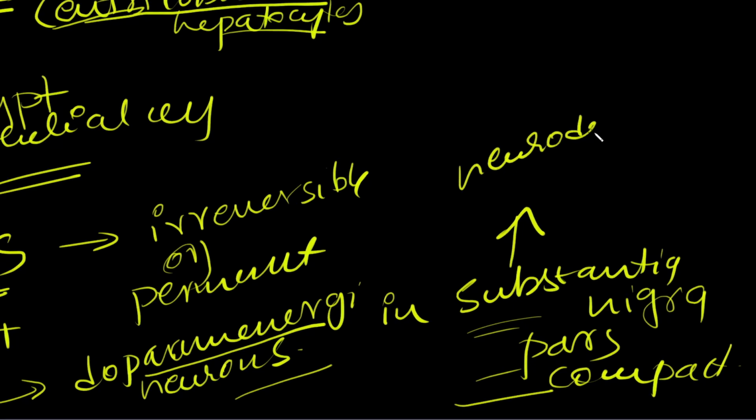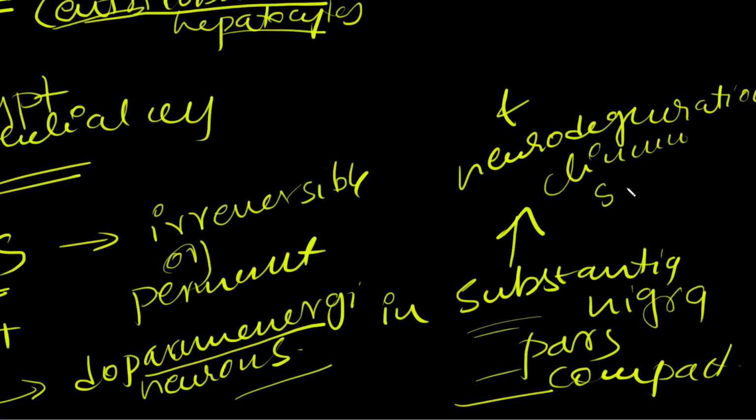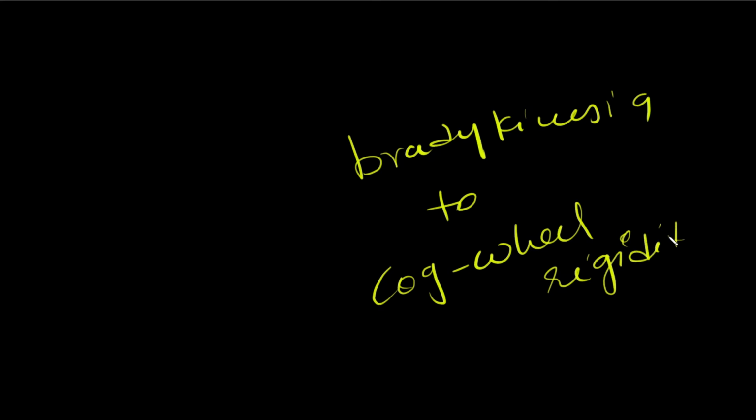neurodegeneration and clinical signs such as slow motion, which is known as bradykinesia, and cogwheel rigidity. Okay, so that's one story.